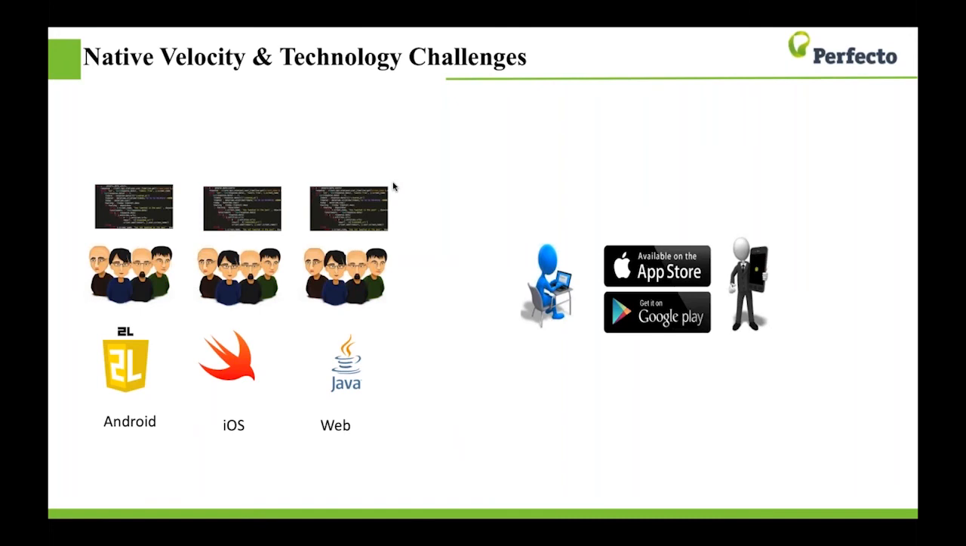So if we are talking about current organizations that have native applications, I'll have different teams. In this example, I'll have 3 different teams that write my Android code, my iOS code, and my web code. And it's going to run a different code base, different languages, and all of the applications and all of the projects are not going to be aligned.